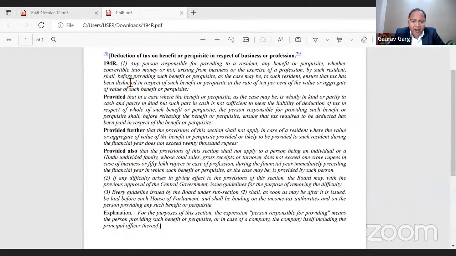Okay, so we have 194R. As I said, we have 3 subsections: subsection 1, then subsection 2, and then subsection 3.